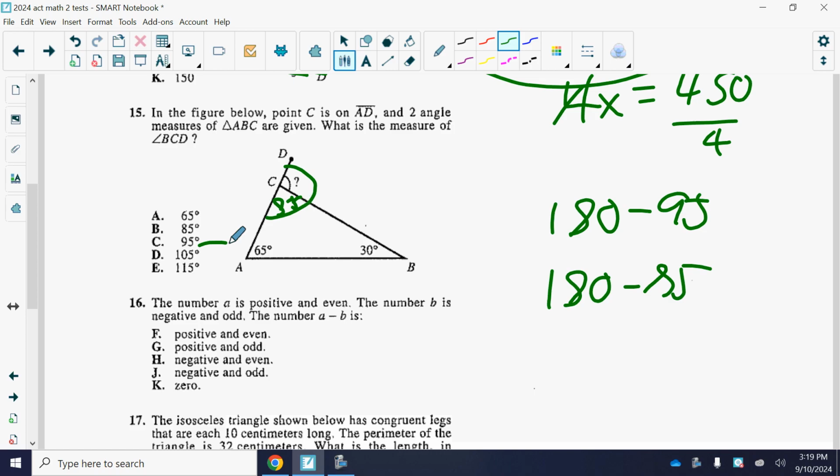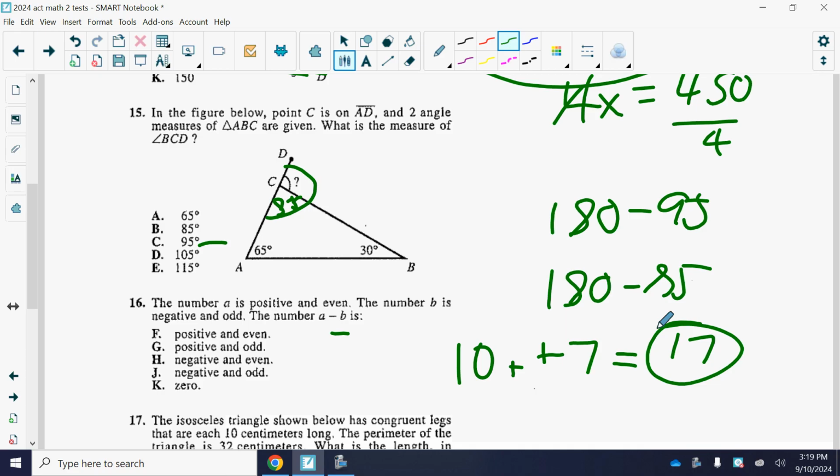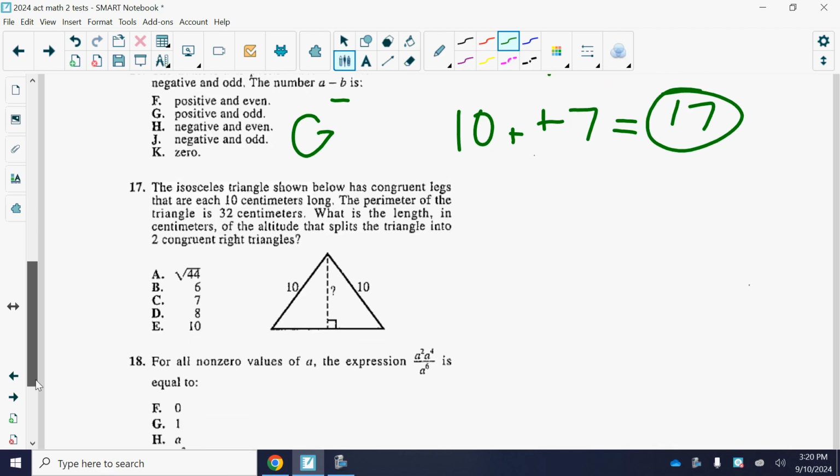The number A is positive and even, and the number B is negative and odd. So since we're doing A minus B, and B is negative, we're adding. So the answer is going to be positive, huh? Because it's a positive minus a negative number. So it's definitely positive, and it's also definitely odd. G. They love number theory type problems like that.